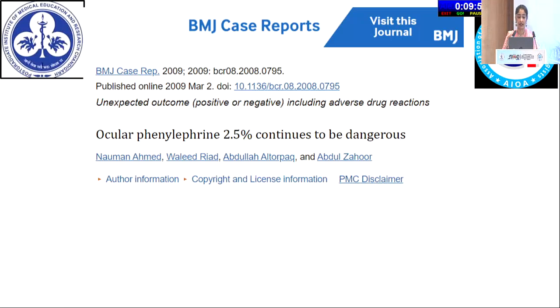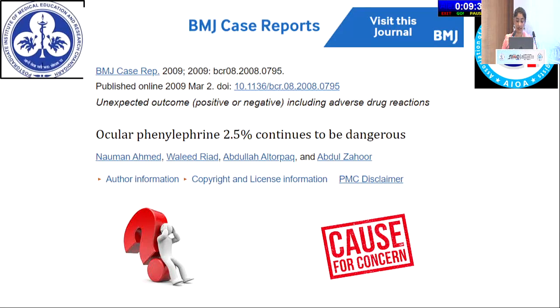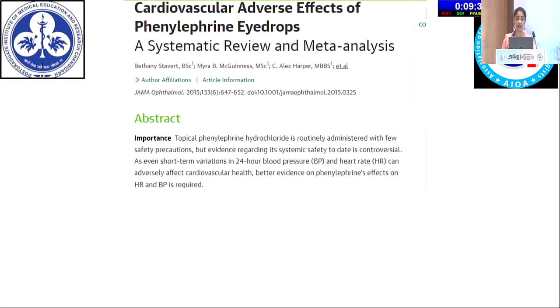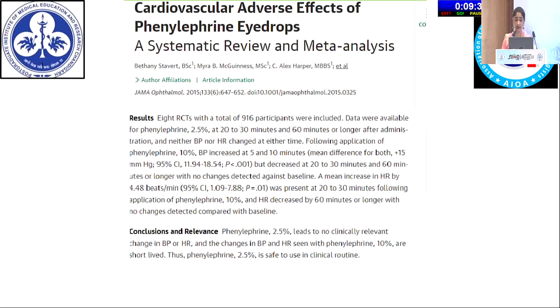Phenylephrine has always been talked about. As you go back in the literature, you will find that in previous years, people really thought that phenylephrine is dangerous. But all further meta-analyses have proved that it is not a reason for concern. The 2.5% concentration leads to no clinically relevant change in BP or heart rate. The changes you see in heart rate and BP with 10% are very short-lived, and generally it's a temporary effect.